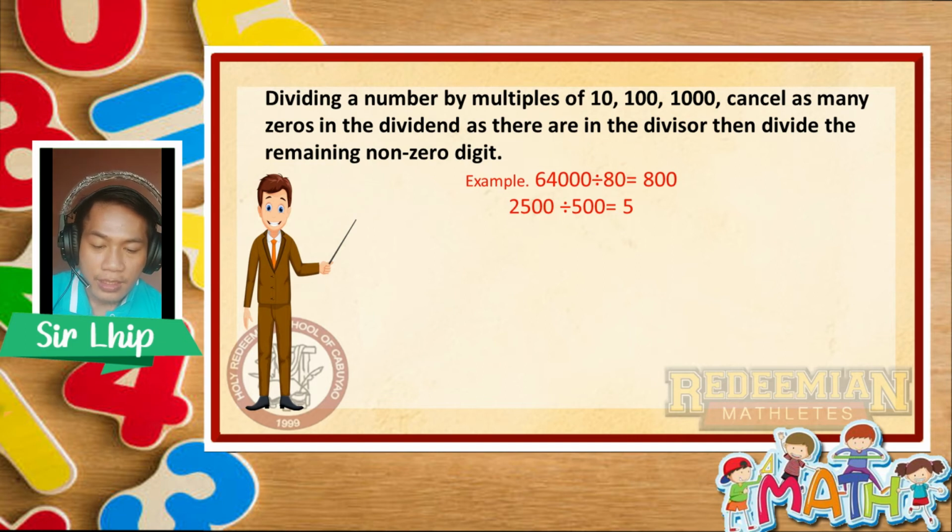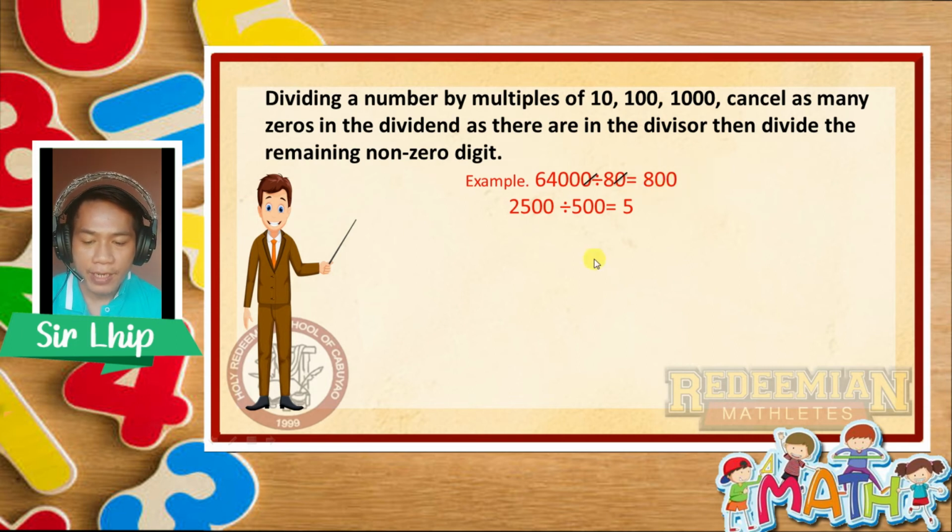Example, 64,000 divided by 80. Cancel 0 in the dividend. We have 1 zero to cancel in the divisor. Then divide 64 by 8, which is 8. Then copy the two remaining zeros, thus the quotient is 800.